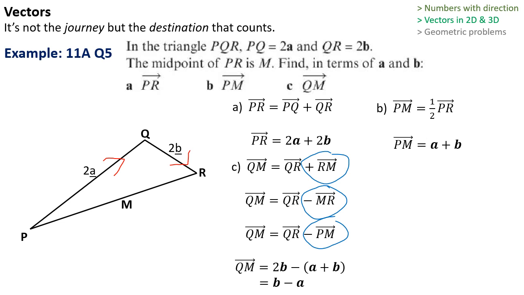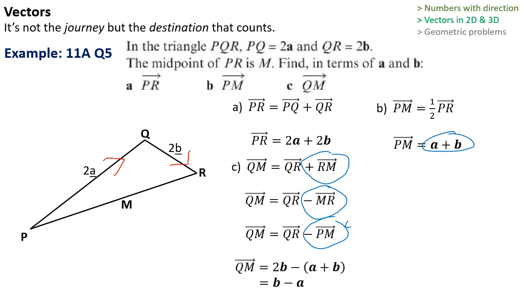To go from P to M is half of the entire journey PR. And going from M to R is the other half. It's following the same instruction, the same distance, and the same direction. And I have PM already. That's A plus B, so I can put it in there, make sure it's treated as a negative. And I've got 2B, take away A plus B.